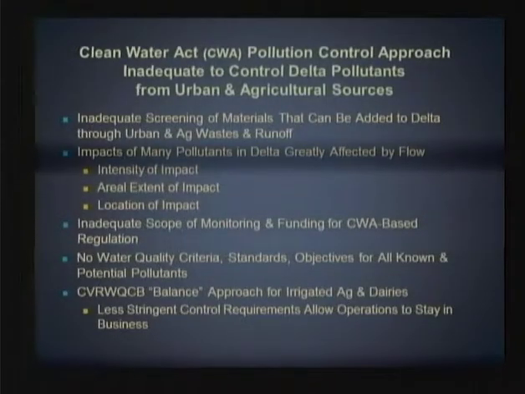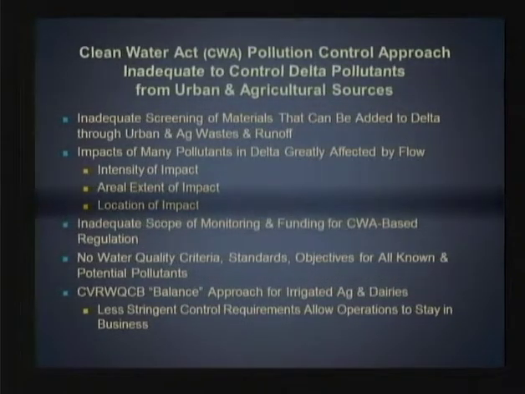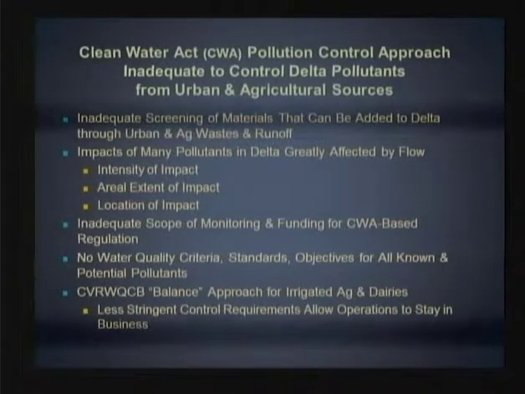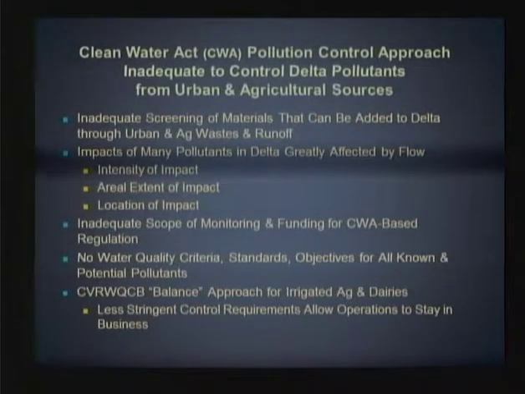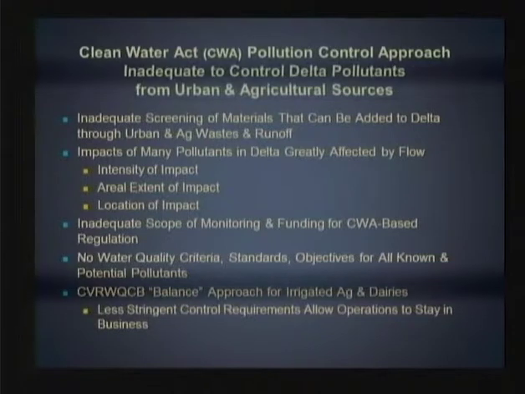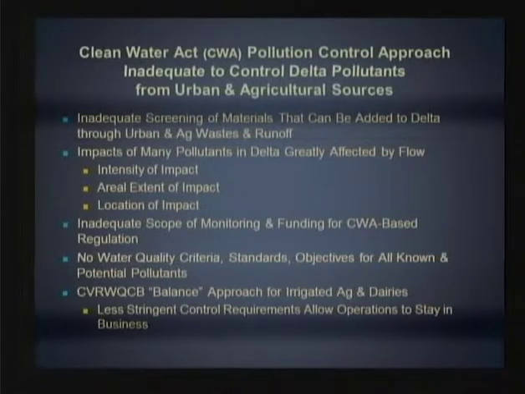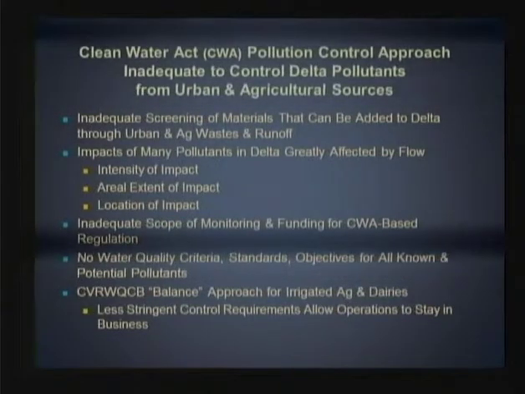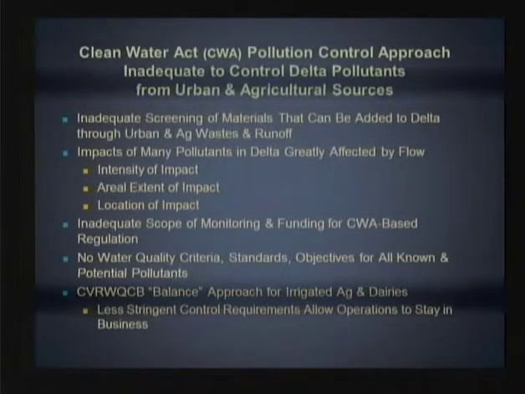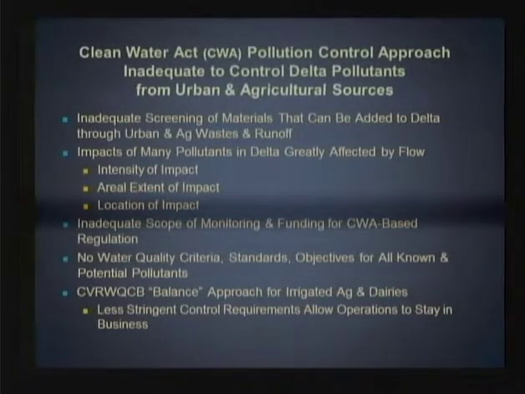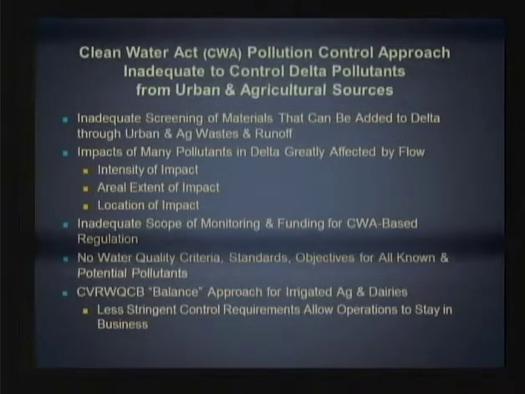The Clean Water Act is inadequate for screening materials that can be added to Delta waters through urban and agricultural sources. We know that flow impacts how pollutants impact water quality through the intensity of the impact, the areal extent of the impact, and the location. And we really need very detailed monitoring and funding for Clean Water Act-based regulations to make this system work. There are no water quality criteria, standards, or objectives for all known potential pollutants that are in the Delta and that will occur in the future. We also have an issue here with respect to the balancing approach.